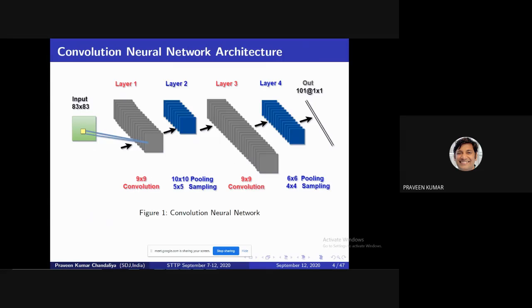This one is a simple neural network architecture. The input, which in my presentation I represent with X. Suppose the input size is 83x83, this is the width and height. Layer 1 has a convolution operation with a 9x9 filter, meaning the filter size F is 9x9, and 83 is the width. Next is the pooling layer, then again a convolution layer and then a pooling layer. The last one is the fully connected layer. This 101 represents the number of classes, or each node. Then my question is how you can calculate the size of layer 1, layer 2, and layer 3.